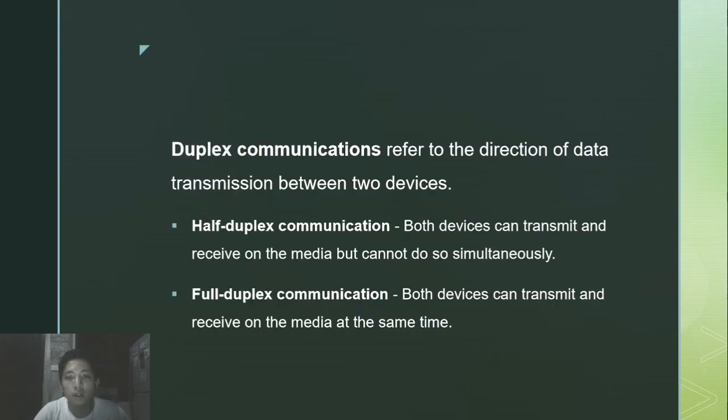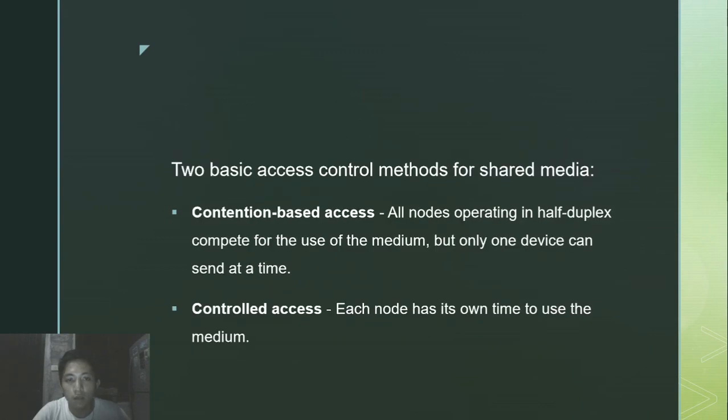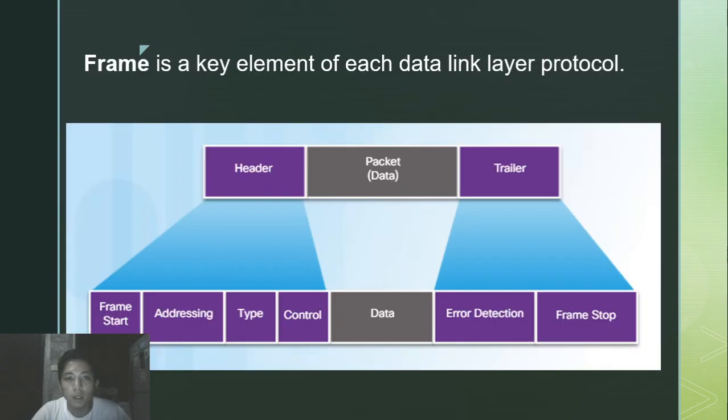Duplex communication refers to the direction of data transmission between two devices. In half-duplex communication, both devices can transmit and receive on the media but cannot do so simultaneously. In full-duplex communication, both devices can transmit and receive on the media at the same time. There are two basic access control methods for shared media. Contention-based access: all nodes operating in half-duplex compete for the use of the medium, but only one device can send at a time. Controlled access: each node has its own time to use the medium.